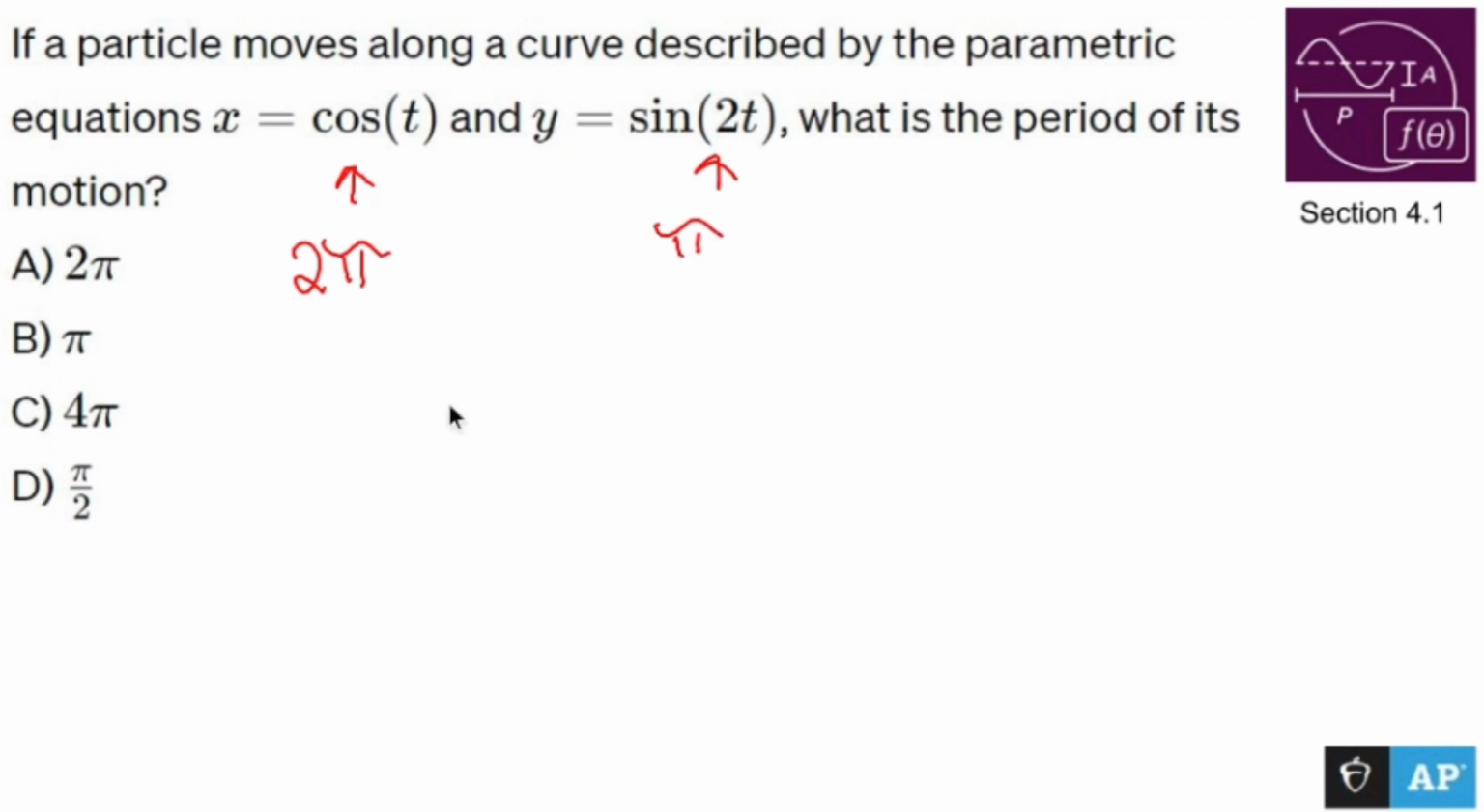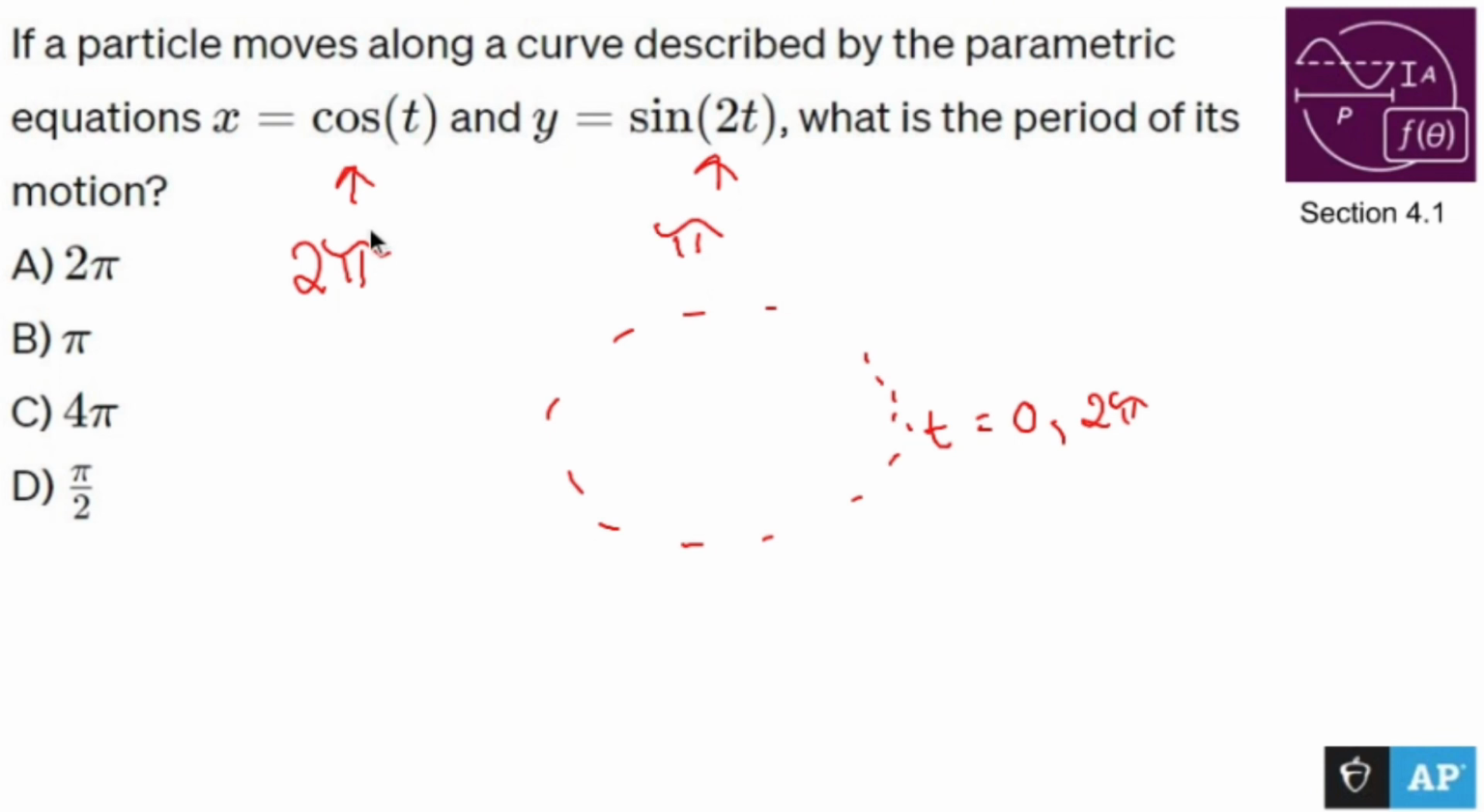So the x values are going to take 2 pi to complete. By the time I make it all the way around, t is going to equal 0 and also 2 pi. It doesn't matter how fast this one goes around. It's just going to repeat the cycle 2 times by the time it takes that one.